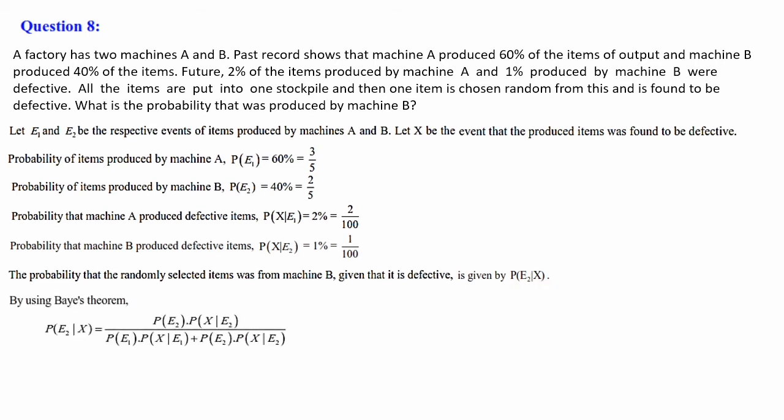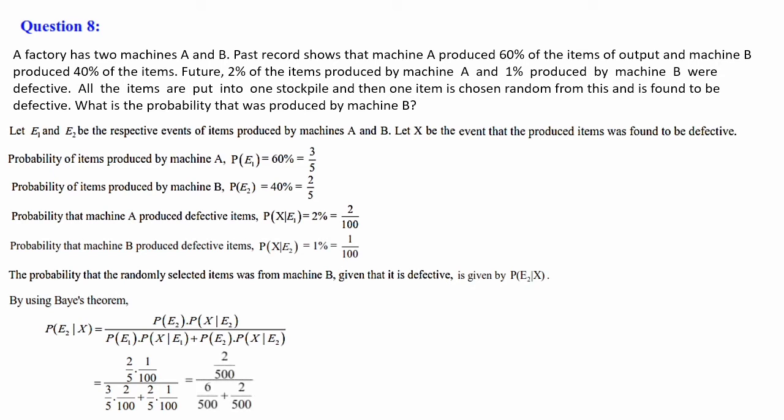By using Bayes theorem, P of E2 given X is equal to P of E2 into P of X given E2, divided by the total probability. We'll start from E1: P of E1 into P of X given E1, plus P of E2 into P of X given E2. Let's substitute it. P of E2 is 2 by 5, and X given E2 is 1 by 100, so 2 by 5 into 1 by 100. Then P of E1 is 3 by 5 into P of X given E1, which is 2 by 100, plus P of E2 into X given E2, which is the same as in the numerator, 2 by 5 into 1 by 100.